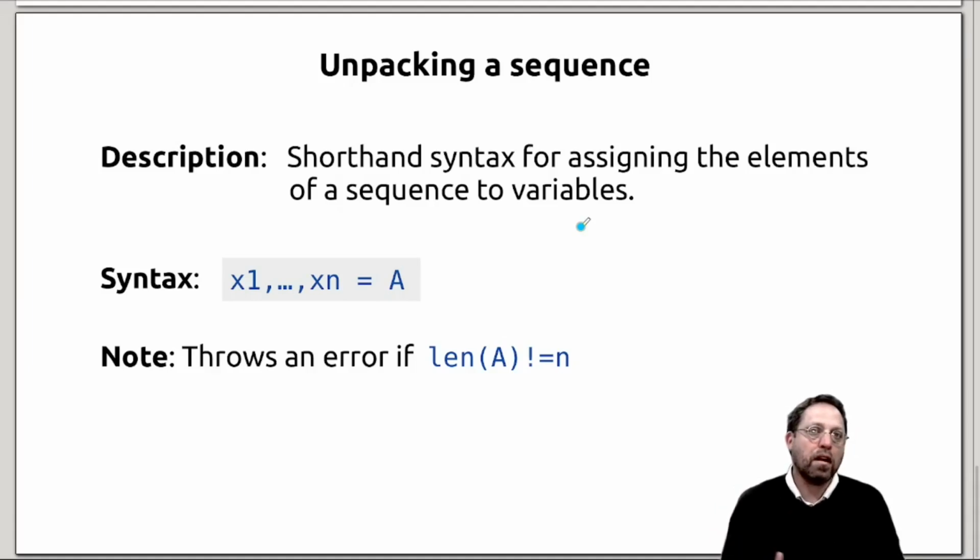But Python offers a simpler syntax, which is this one right here, where you list the variable names, and then you just say that that's equal to the sequence. This will throw an error if the number of names in the list is different from the number of elements in the sequence. So let's see this in action.